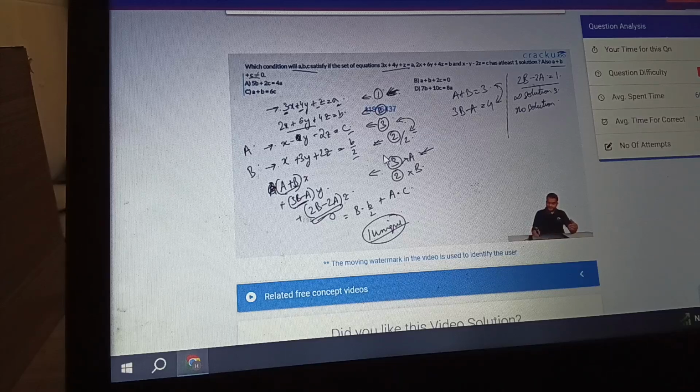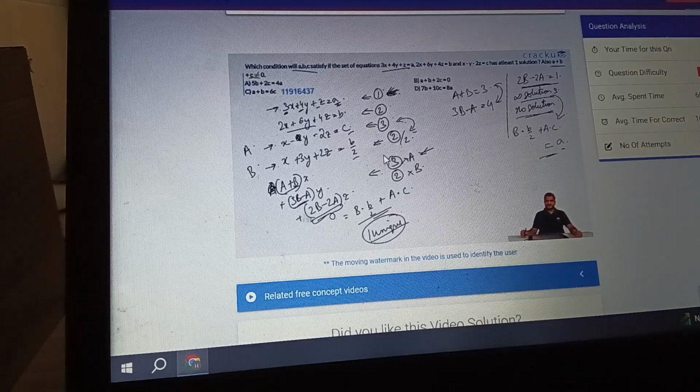Now if 2b minus 2a is equal to 1, there is a case where there are infinite solutions and there is a case where there are no solutions. There will be infinite solutions if even on the right hand side the numbers match. That is, b into b by 2 plus a into c should equal the right hand side, which is equal to small a. If the constant terms match on both the equations, then the system will have infinite solutions. If the constants don't match on the right hand side, then the system of equations will have no solution.